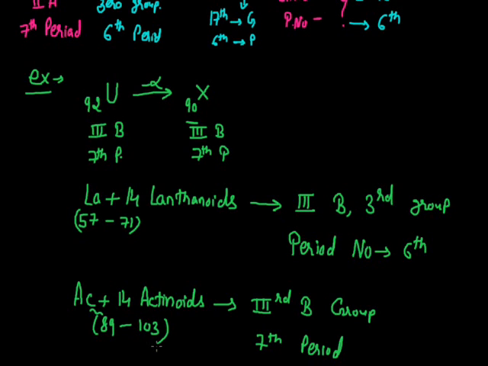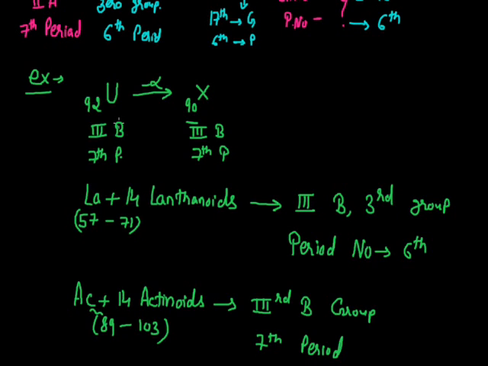So whenever a question is asked and the element has an atomic number in these two ranges, we need to be careful there. If the atomic number comes in this range, the element is formed by alpha decay or beta decay or whatever decay it is, but it will be placed in the 3rd B group, and the period will be decided accordingly.